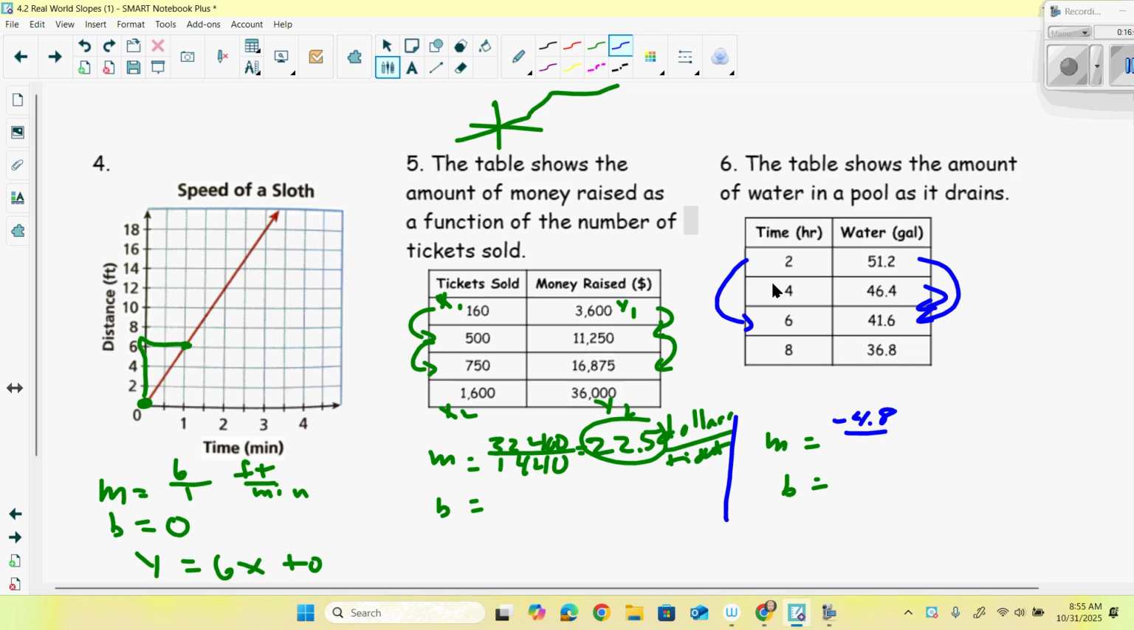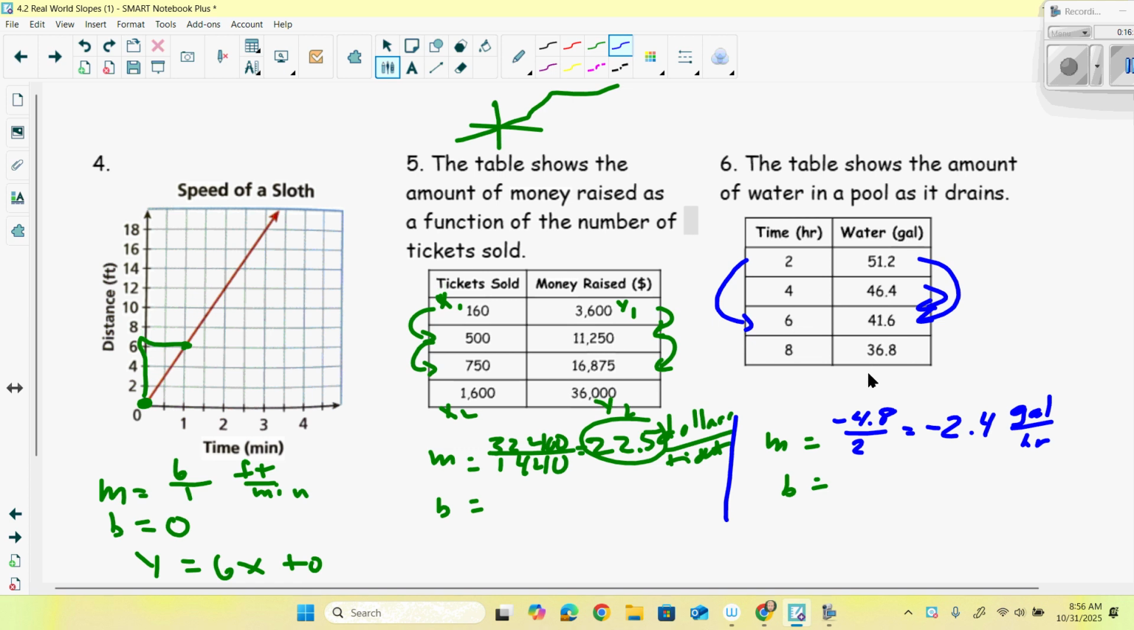And then divided by 4 minus 2. 4 minus 2 is positive 2. And notice I get a negative 2.4. And the units would be gallons per hour. So in the context of this problem, what does that mean? Well, it means you got a pool that after 2 hours of draining, it's got 51.2 gallons, and then 2 hours later, it's down to 46.4, and another 6 hours to here.